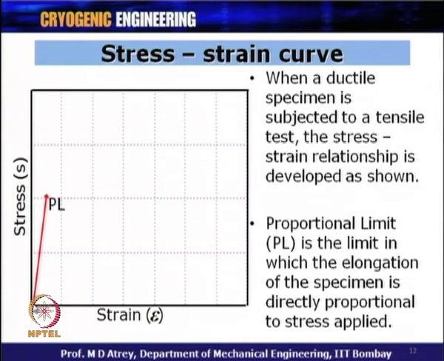Now, you can see that when the material is subjected to tensile loading, the stress increases in a straight line up to the point called the proportional limit or PL, which is what I have written here. What is this PL? This PL is the limit in which the elongation of the specimen is directly proportional to the stress applied. So, we can say that during this period, stress is directly proportional to strain.